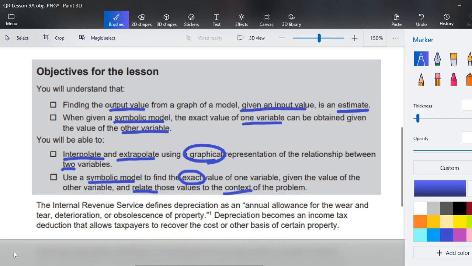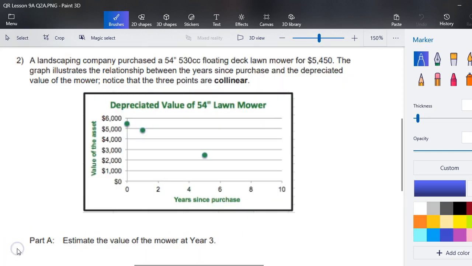The IRS defines depreciation as an annual allowance for the wear and tear, deterioration, or obsolescence of property. Depreciation becomes an income tax deduction that allows taxpayers to recover the cost or other basis of certain property. Saying again, it allows taxpayers to recover the cost or other basis of certain property.